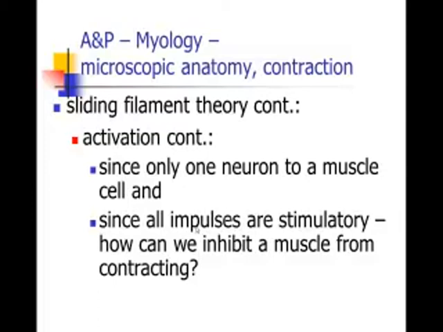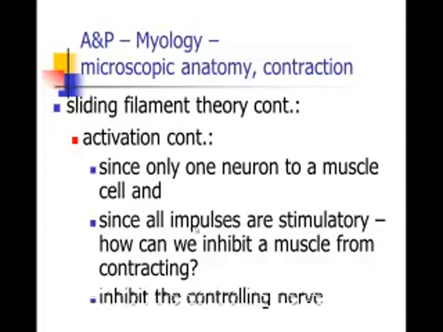And the answer would be, right, we inhibit the nerve. Okay, if you have a nerve that's controlling a muscle and you don't want that muscle to contract, then you can prevent that nerve from having an action potential, and then the muscle won't contract.